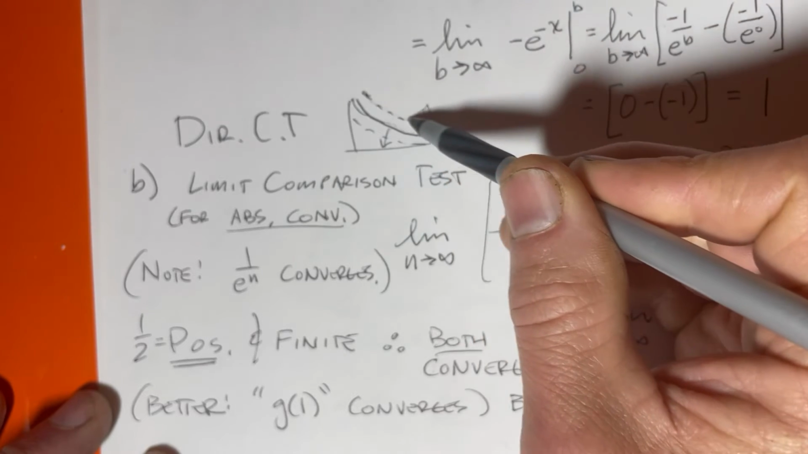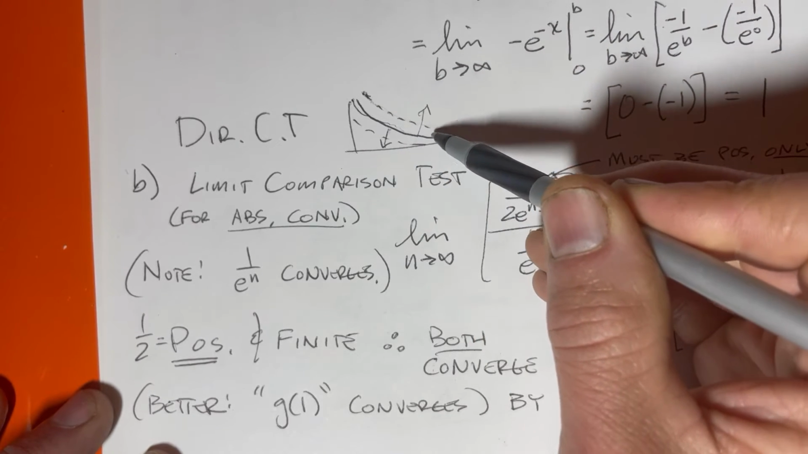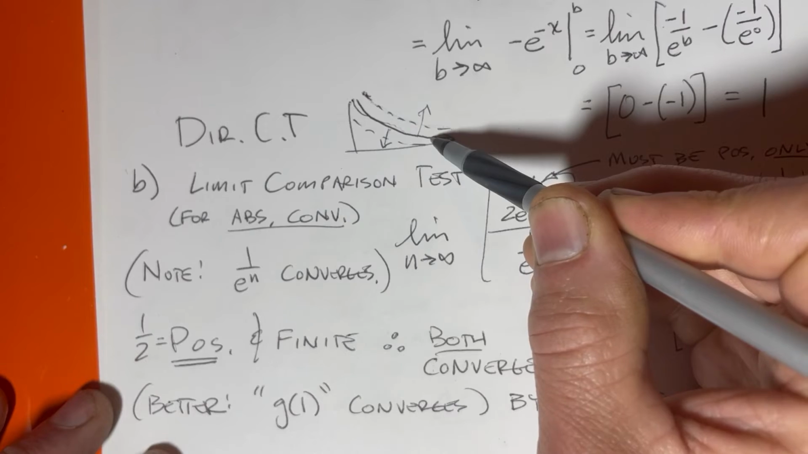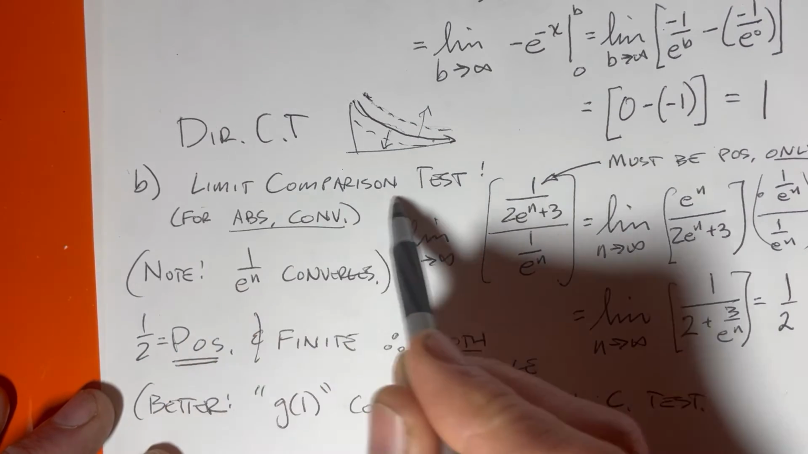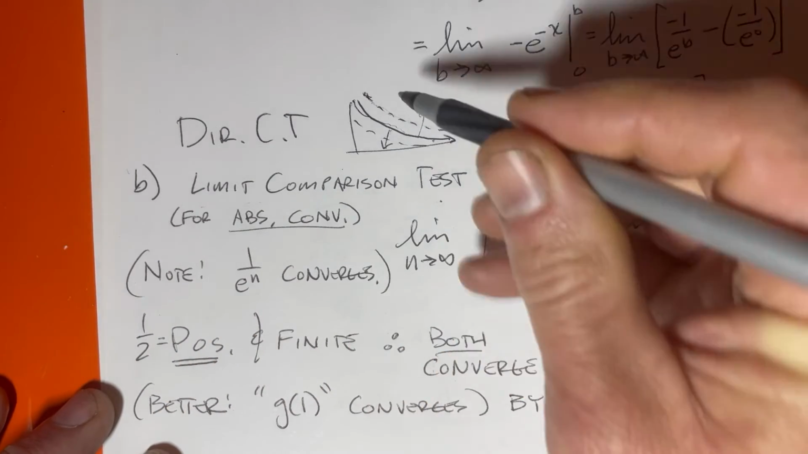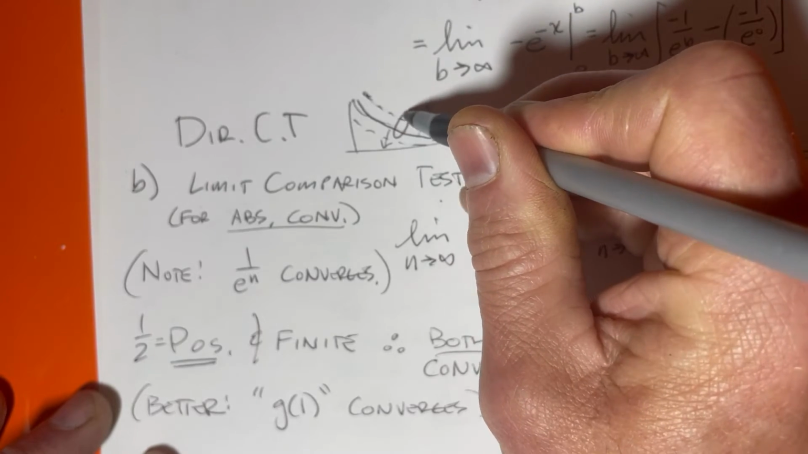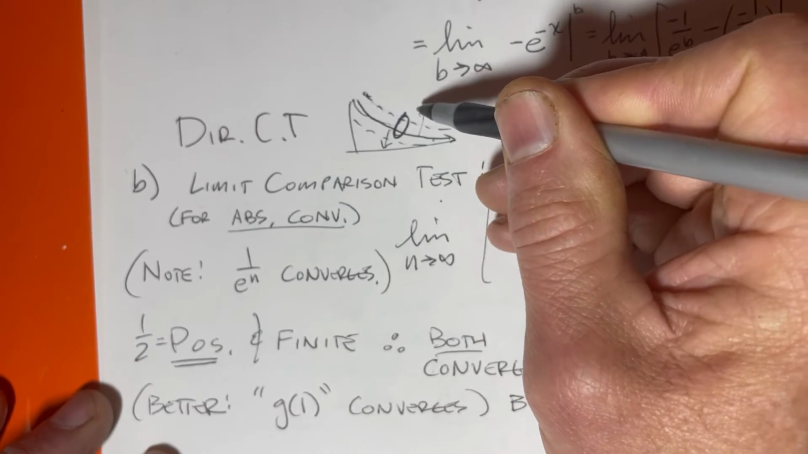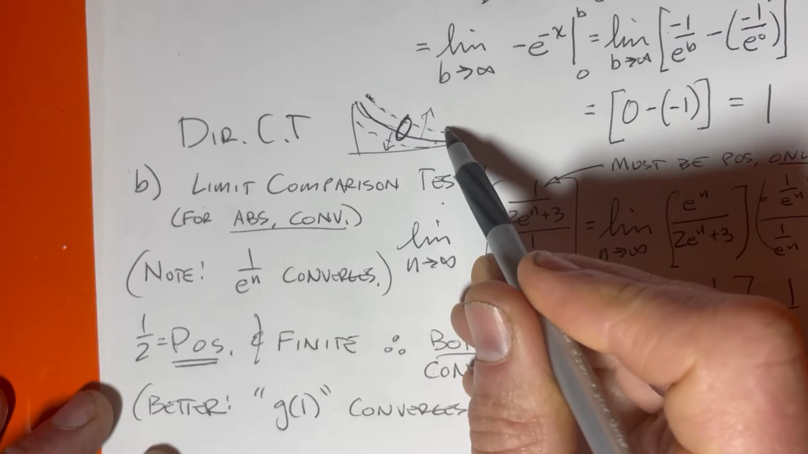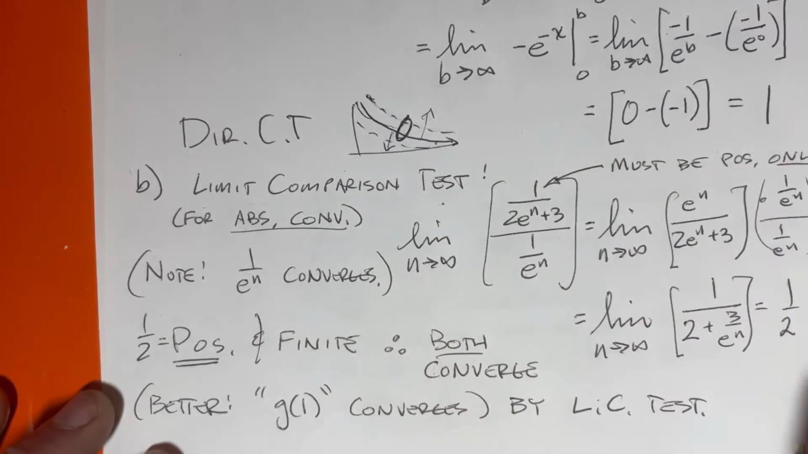If this thing up here is above the one that converges, that's inconclusive. But that's when the limit comparison test can be useful, because it ties these two together. It links them together. And then we can say, well, they're both going to do the same thing. And if we know what this is going to do, then it's going to work.